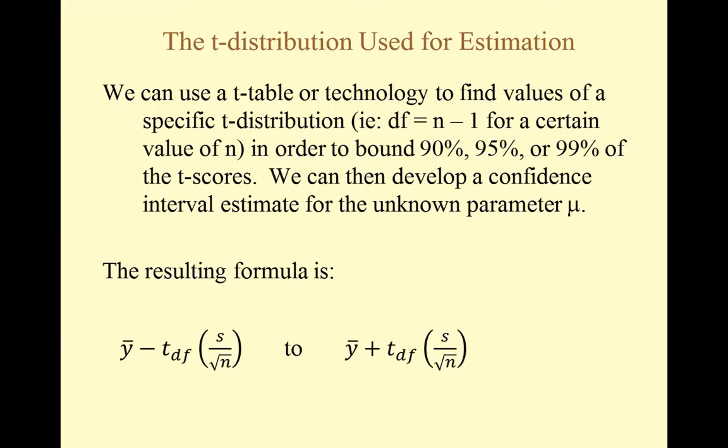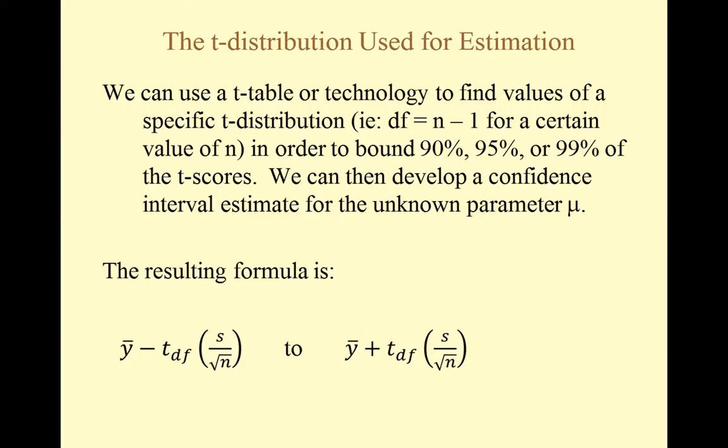The t-distribution can be used for estimation. We can use a t-table or technology such as StatCrunch to find values of a specific t-distribution. In other words, when the degrees of freedom is n minus 1 for a given sample size, in order to bound the middle 90%, 95%, 98 or 99% of t-scores, we can then develop a confidence interval estimate for an unknown parameter mu.